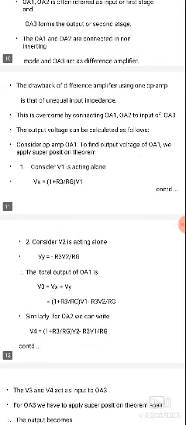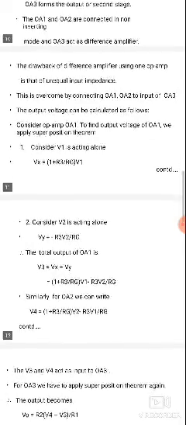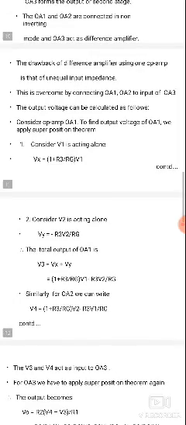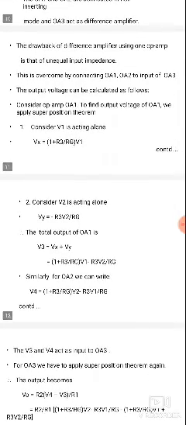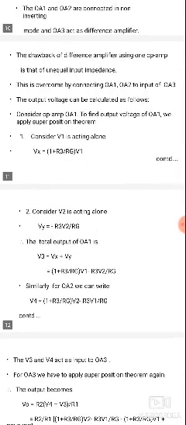This is overcome by connecting OA1 and OA2 to the input of OA3. Operational amplifiers 1 and 2 act as buffer amplifiers. The buffer amplifiers are used to eliminate the input impedance problems, the unequal or high input impedance. That's why we are using buffer type operational amplifiers.